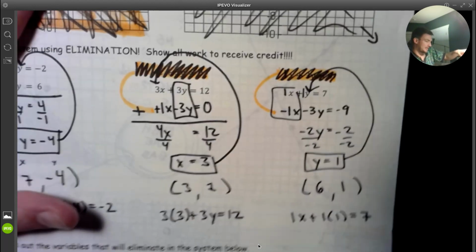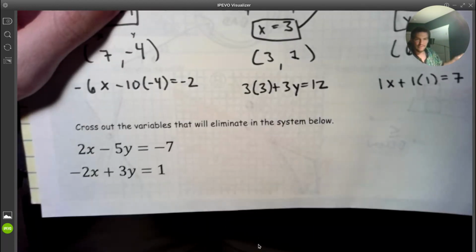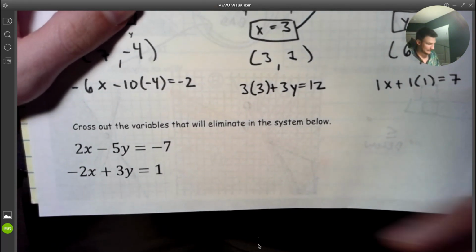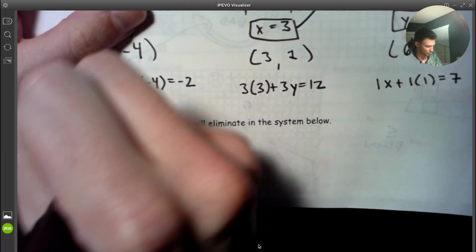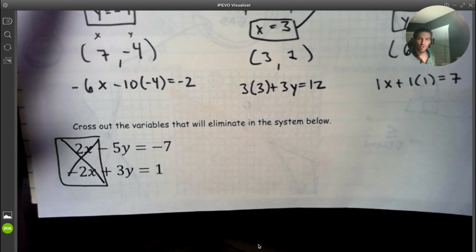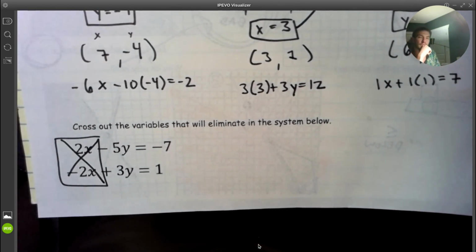And the very last question here says, cross out the variables that will eliminate in the system below. Too easy for me. Too easy for me.